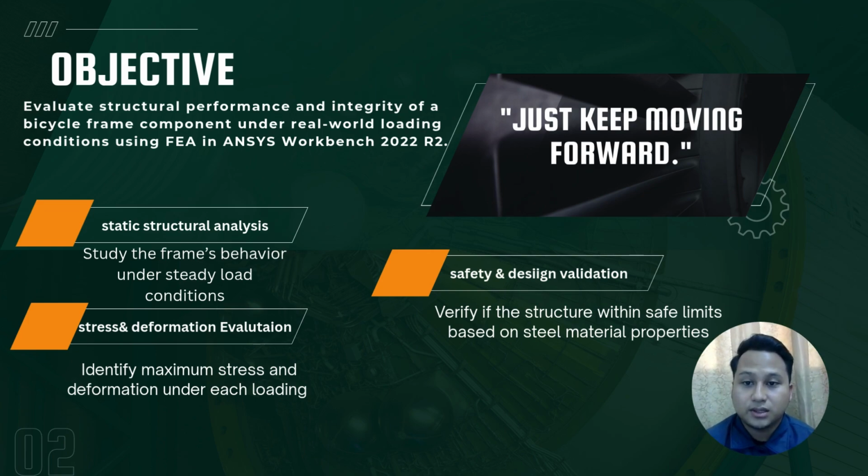Okay, next is objective. The main goal of this project is to test how strong and safe a bicycle frame is when used in real life situations. To do this, we use computer software called ANSYS Workbench 2022 and a method called finite element analysis, or FEA. First, we use static structure analysis to see how the frame reacts when steady forces are applied, like when someone is riding the bike. Next, we did a stress and deformation evaluation to find out the highest amount of stress and how much the frame bends under different loads.